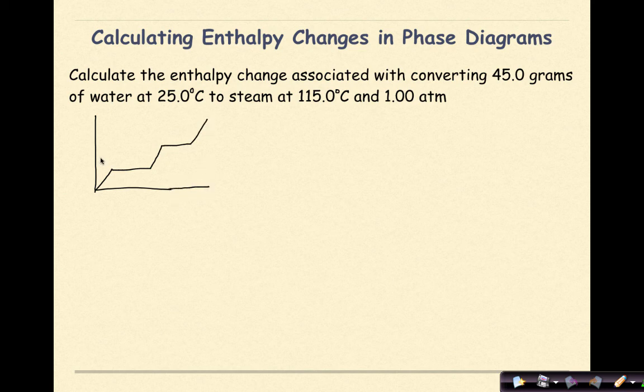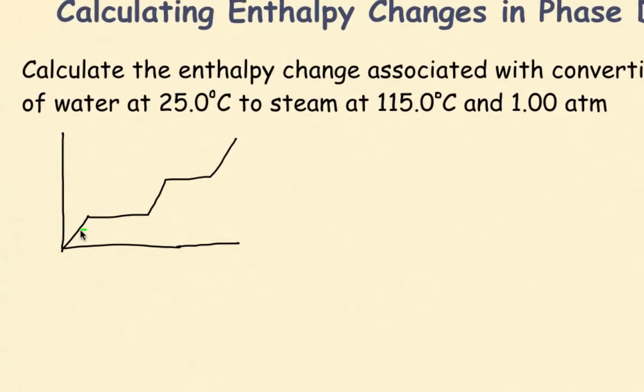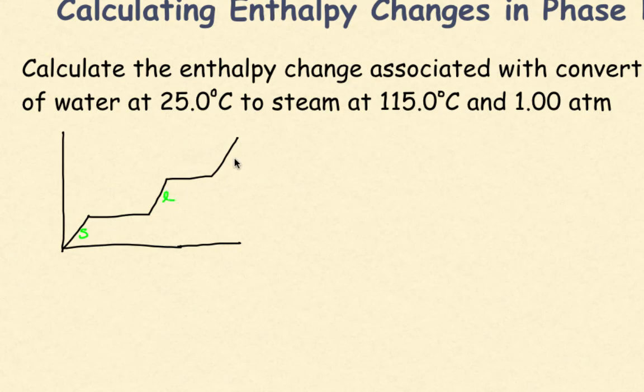I know that I am working with water because it states that right here. So if I know that this is a solid, a liquid, and a gas, then this point right here is going to be 0 degrees Celsius, and this point right here is going to be 100 degrees Celsius. The next thing I want to do, once I have those two things marked out on my phase diagram, is know where I am starting and where I am finishing. I'm starting at 25 degrees Celsius and going to 115 degrees Celsius.